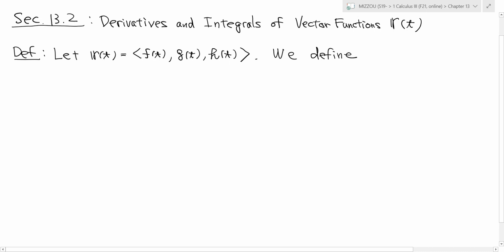Then we define the derivative, which is often denoted by dr dt, which is simply the derivative of each of the components. So you just differentiate each component like this. Okay. So in other words, this is, so to speak, component-wise differentiation.